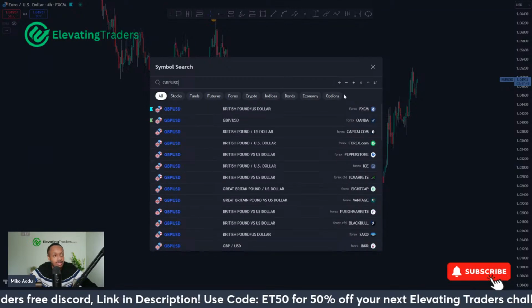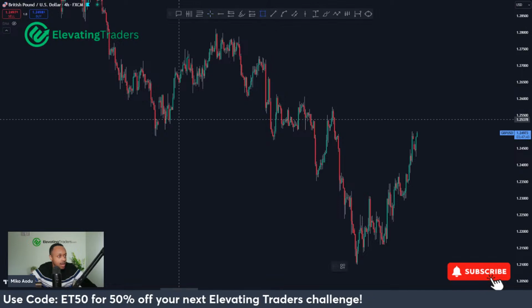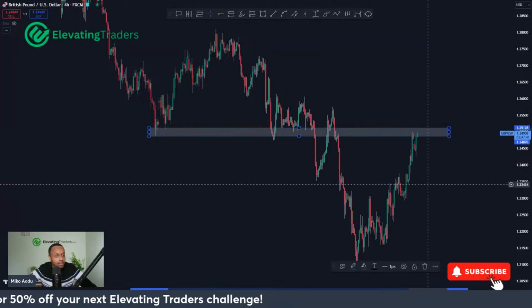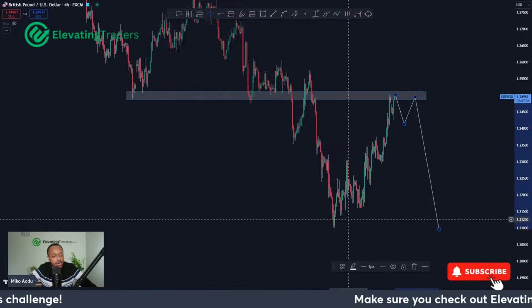Pound USD, I like the sells, slightly better than Euro actually. It's a little bit cleaner. Coming back into a really nice level here at 1.25. And again, looking to see if we can form a lower high in this area. And again, looking to see if I can swing it back to the lows.